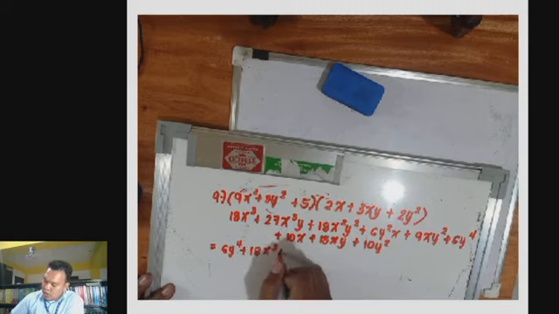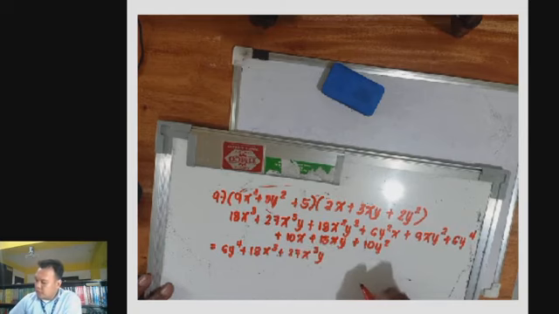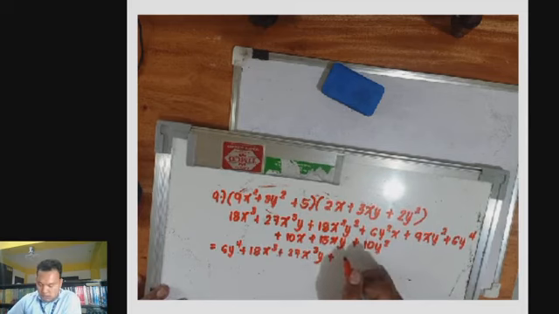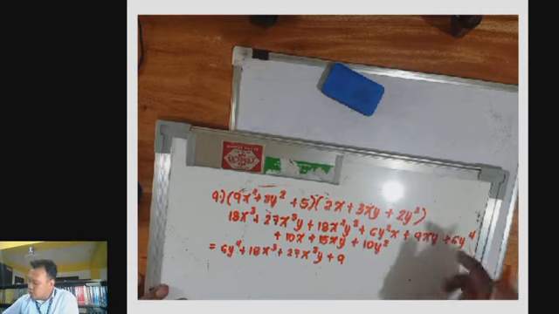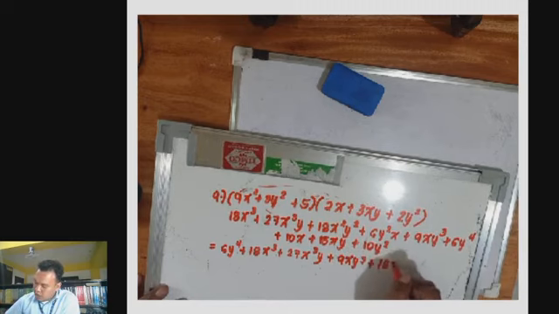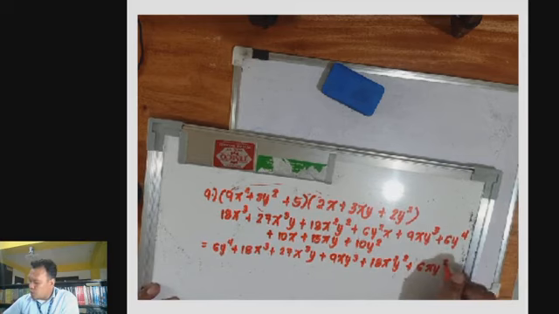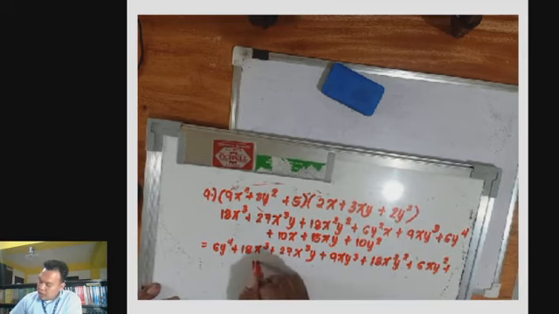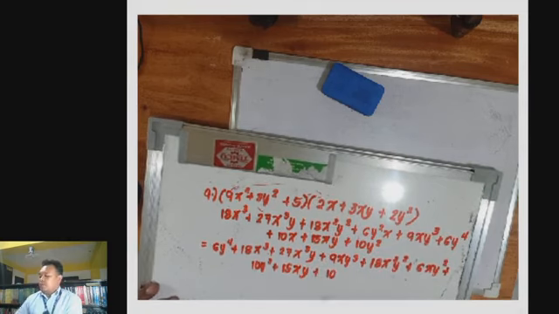18x cube plus, yung may cube pa rin ito, 27x cube y plus yung may squared, 9 cube pala to, 9xy cube plus 18x squared y squared plus 6xy squared, ito po, plus 10y squared plus 15xy plus 10x. Okay?